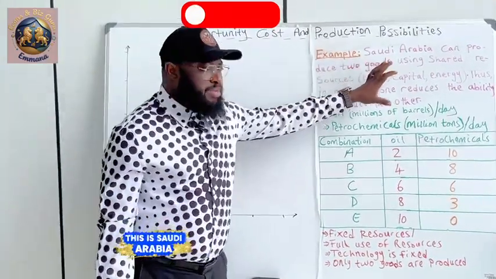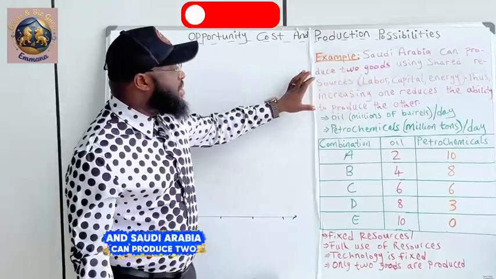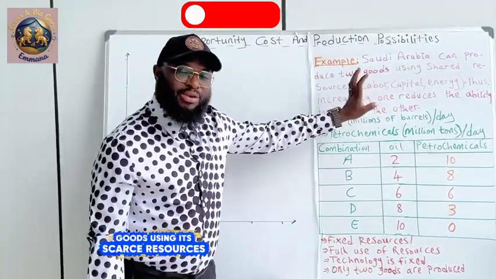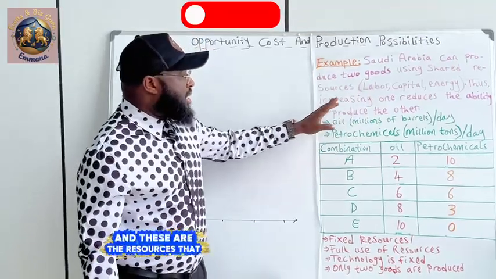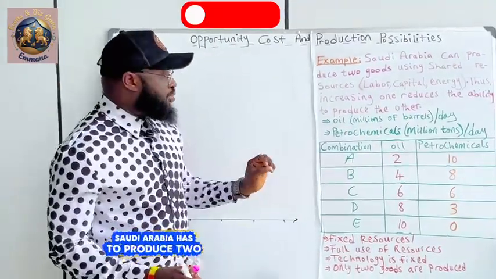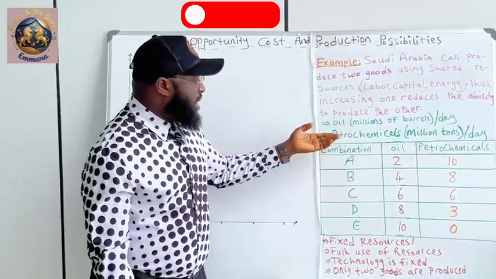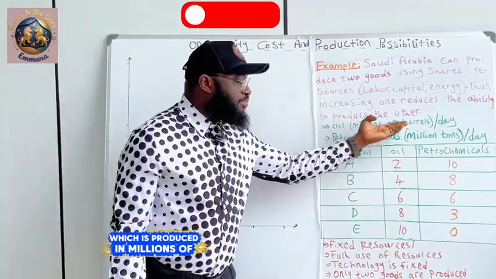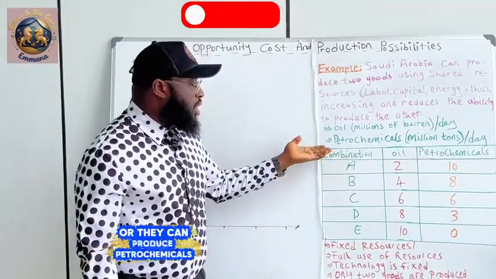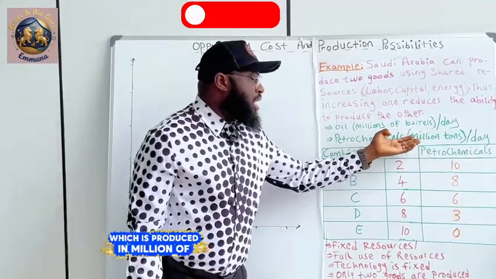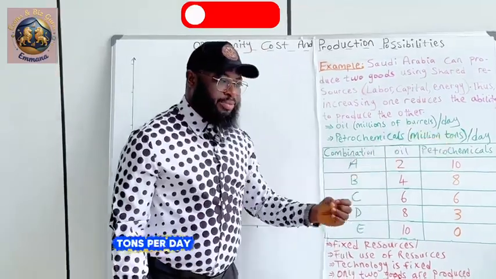This is Saudi Arabia, and Saudi Arabia can produce two goods using its scarce resources. And these are the resources that Saudi Arabia has to produce two goods. They can produce either oil, which is produced in millions of barrels per day, or they can produce petrochemicals, which is produced in millions of tons per day.